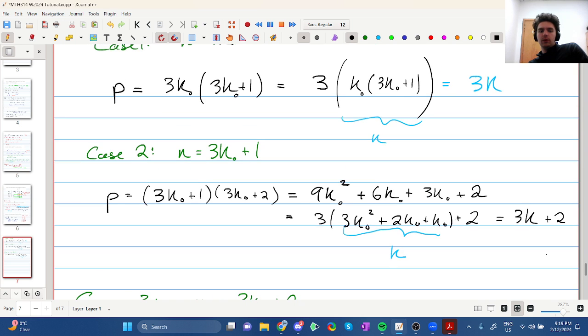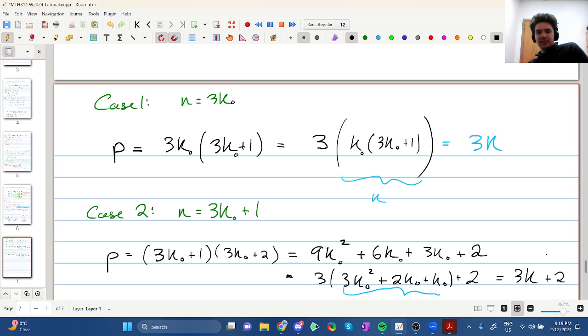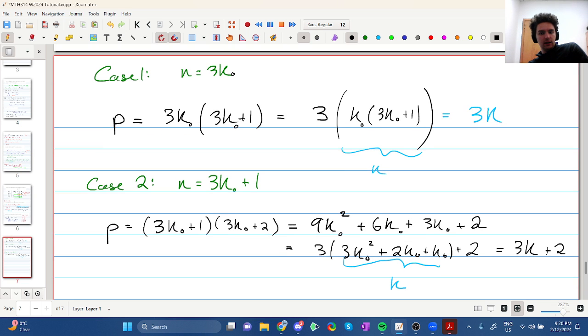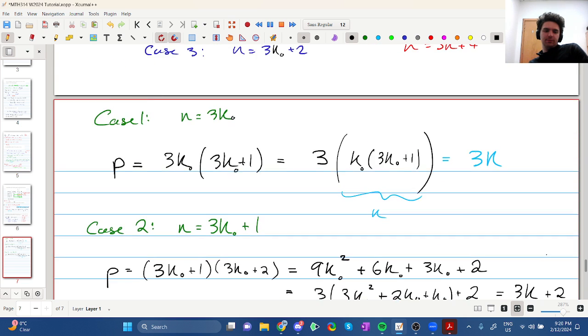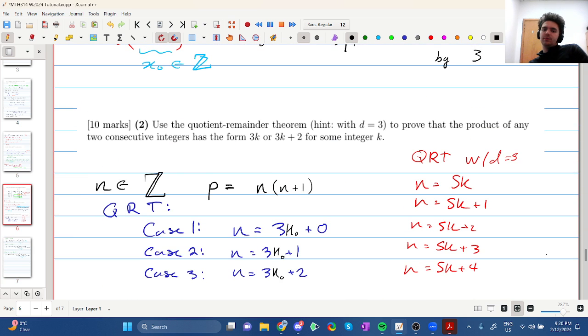And so you see that no matter what, in any of the cases, it's either a multiple of 3, or it's 2 above a multiple of 3. No matter what. The product of any 2 consecutive integers will either be a multiple of 3, or 2 above a multiple of 3. 2 above a multiple of 3 is the same thing as 1 below a multiple of 3.